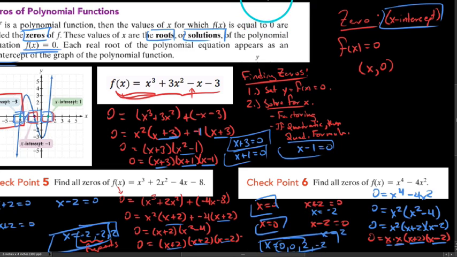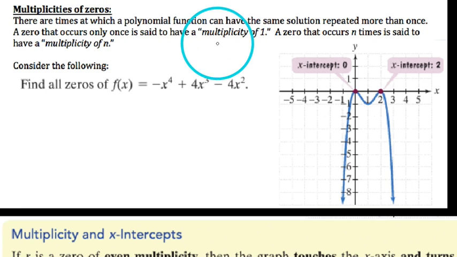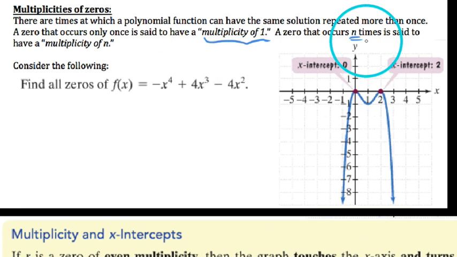So when that happens, we say that it changes the multiplicity. So a 0 that occurs only once is said to have a multiplicity of 1, but a 0 that occurs n times is said to have a multiplicity of n. So however many times something happens, we say that's the multiplicity of that 0.